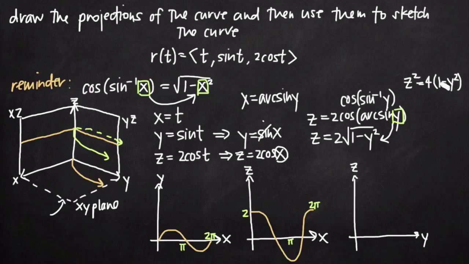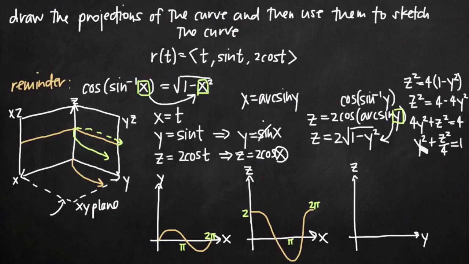When we distribute the 4 across the 1 minus y squared, we'll get z squared is equal to 4 minus 4y squared. If I add 4y squared to both sides, I get 4y squared plus z squared is equal to 4. And then if I divide through both sides of my equation by 4, I get y squared plus z squared over 4 is equal to 1. And this is something we should recognize as the equation of an ellipse in standard form.